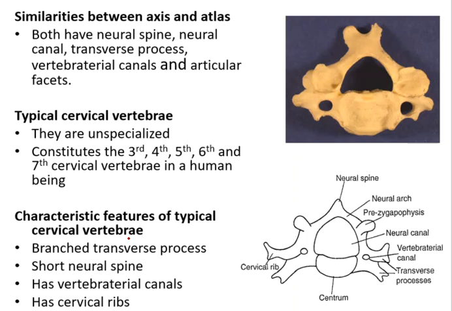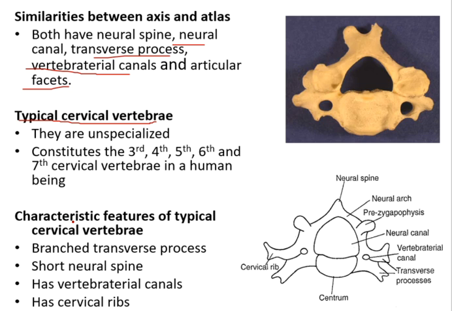Next, let's look at similarities between axis and atlas. Both have a neurospine, a neural canal, a transverse process, vertebral canals, and articular facets, and that is for articulation with adjacent vertebrae. Then the other 5 cervical vertebrae we call typical cervical vertebrae. They are unspecialized, and they constitute the 3rd, 4th, 5th, 6th, and 7th cervical vertebrae in human beings.